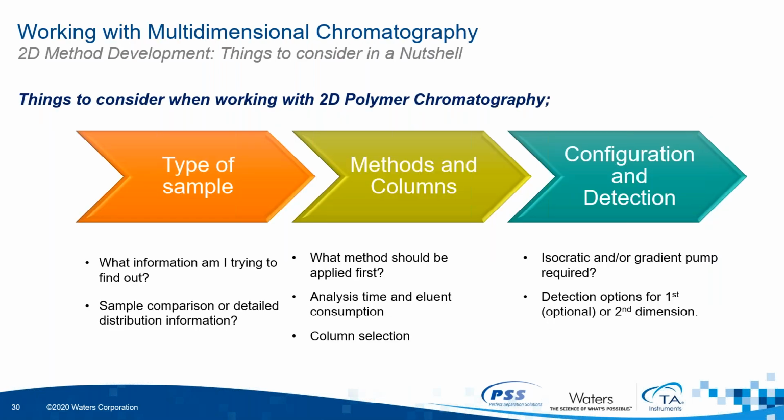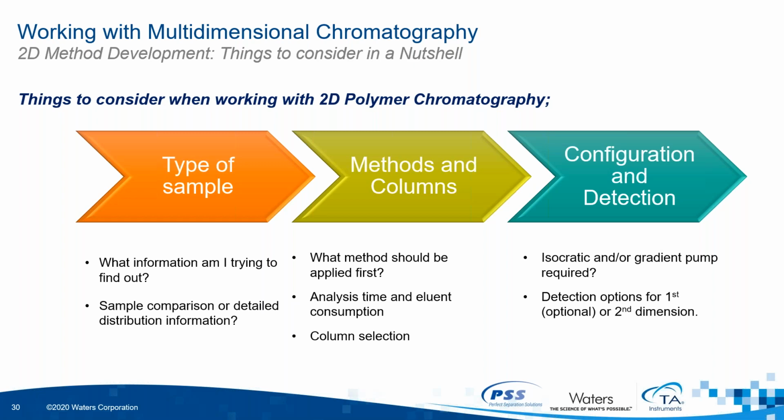So here's a quick summary of what you have to consider when doing 2D chromatography on polymers. Before you even get started in the lab, look at your polymer. What information am I trying to find out? Am I just doing a sample or batch-to-batch comparison, or do I want detailed distribution information?